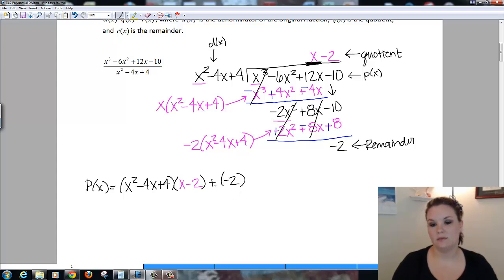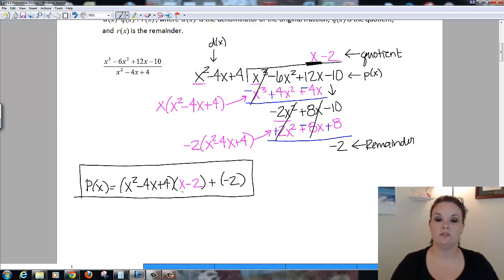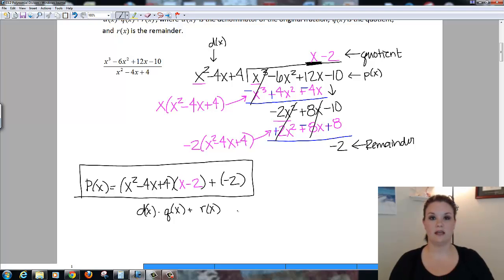On an exam, you could just change this. Instead of plus negative 2, you could just put minus 2. But in my math lab, they write your answer like this, and then you type in your answer for this and your answer for this. So make sure if you get a negative remainder, you go ahead and type in that negative with your answer. Okay? All right. So in other words, this is my d of x times my q of x plus my remainder, which is r of x. Okay, so that's how I want to write these when I'm done.